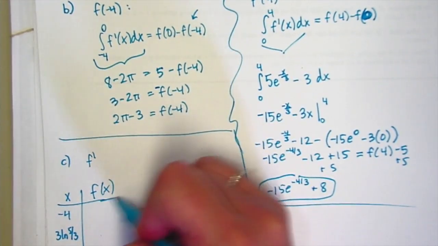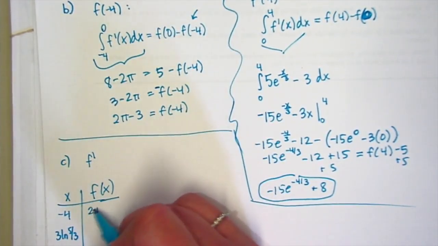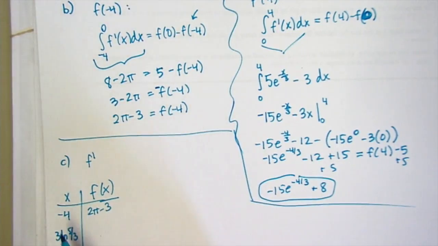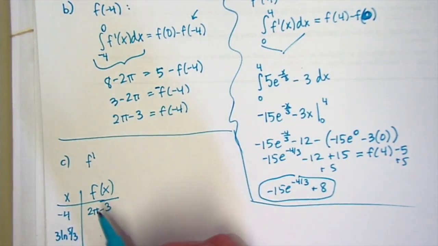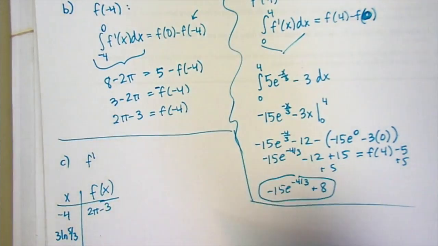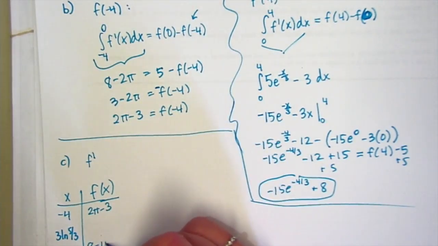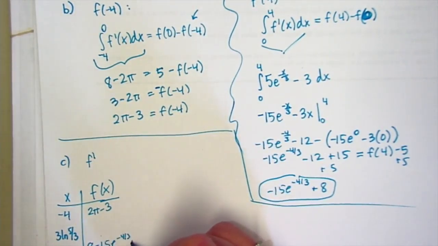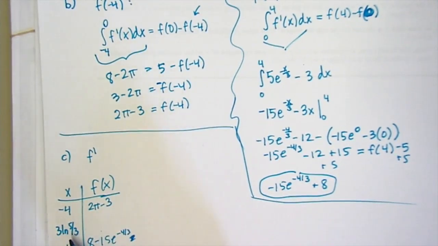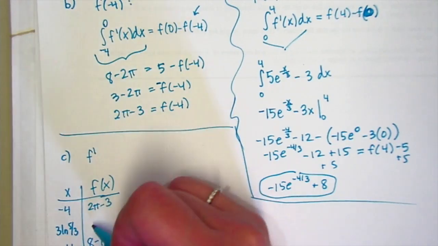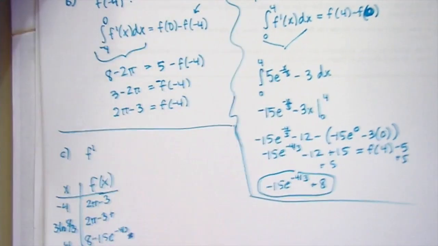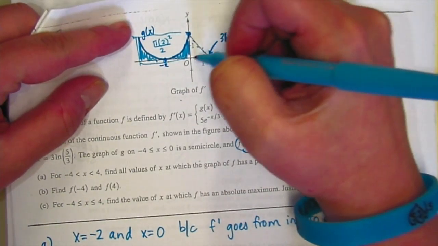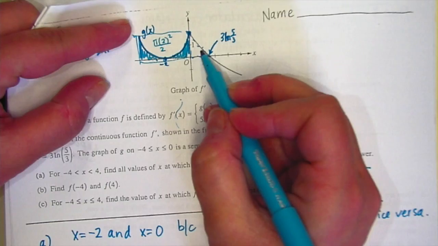Okay, so f of negative 4 we calculated, right, that's 2 pi minus 3. F of this guy, we'll have to think about what that is in a sec. F of 4 is 8 minus this. This one's really hard to do without a calculator. And then I guess 3 ln of 5/3 is basically going to be this answer, 2 pi minus 3, plus whatever this area estimate is of this triangle right here, right? Because that's an accumulated area under it. So I think this is going to be our absolute max there.